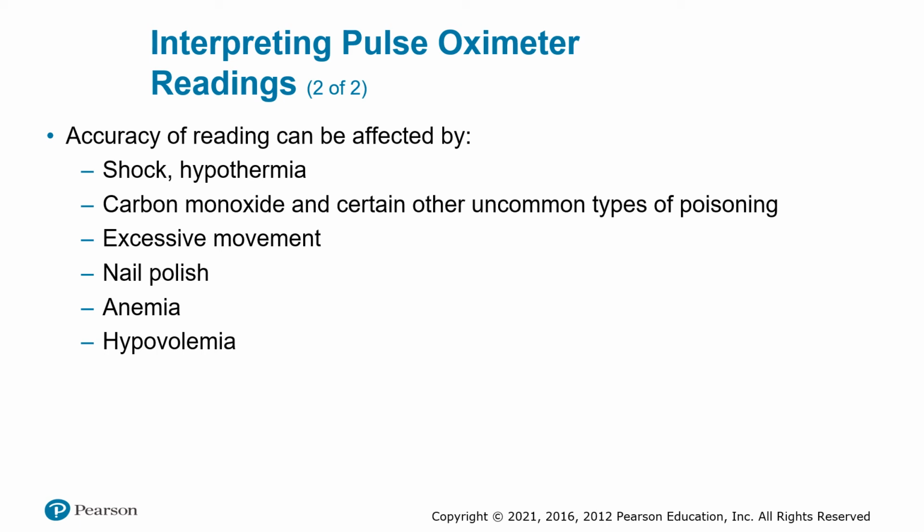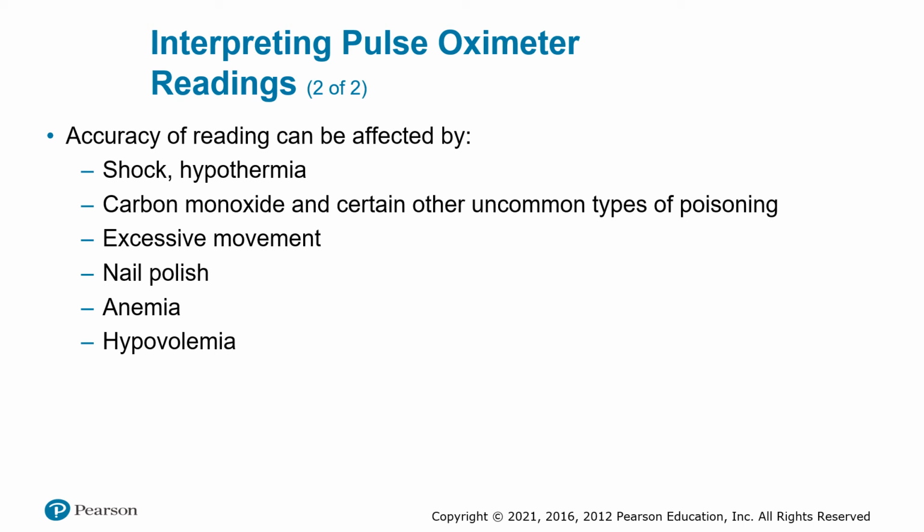Carbon monoxide can actually give you false readings that are higher than they actually are. Carbon monoxide attaches to the hemoglobin, and the hemoglobin then carries that carbon monoxide around. So it can actually show higher than what that patient is actually doing.